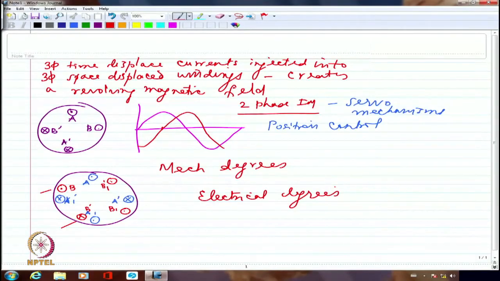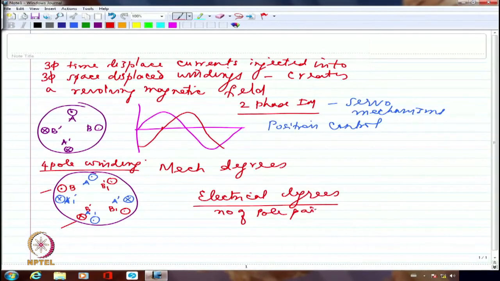So the electrical degrees essentially depend upon how I have wound the winding, for how many poles I have wound the winding, and from where to where it is going from positive to negative. In this particular case, I have wound it for 4 poles. So this is a 4-pole winding. If it is a 4-pole winding, I would say 90 degrees of mechanical is equivalent to 180 degrees of electrical. So I should say electrical degrees divided by the number of pole pairs is equal to the mechanical degrees.